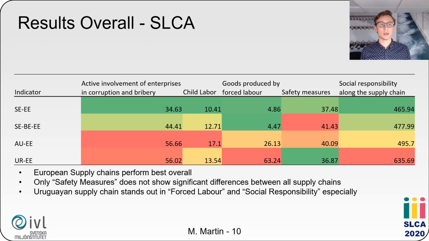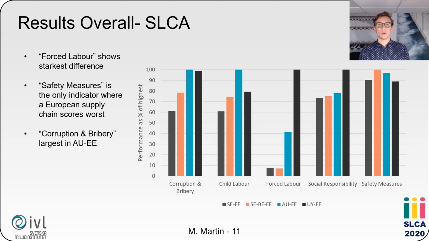For the Australian supply chain, it mostly is the case for child labor, whereas for the Uruguayan supply chain, it's more about the goods produced by forced labor and social responsibility across the supply chain, where it performs worse. Plotting the results from the table prior as performance as a percentage of the highest per indicator, you see that the forced labor shows the largest differences between the supply chains, where the Uruguayan supply chain performs worst. Safety measures is the only indicator where European supply chain performs worst, which is the Belgian supply chain.